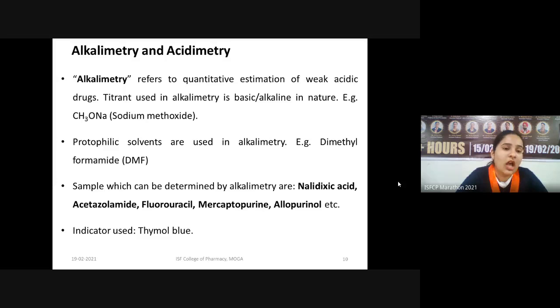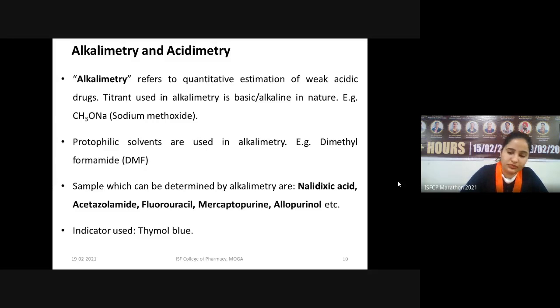Now the protophilic solvent which is used in alkalimetry titrations is dimethyl formamide, which is known as DMF. It is basically a derivative of amine. Amide is a derivative of amine, and it has been substituted: the nitrogen of the amide group has been substituted by two methyl groups. The samples which can be determined by alkalimetry titrations include weak acidic drugs, and the indicator which is used is thymol blue.